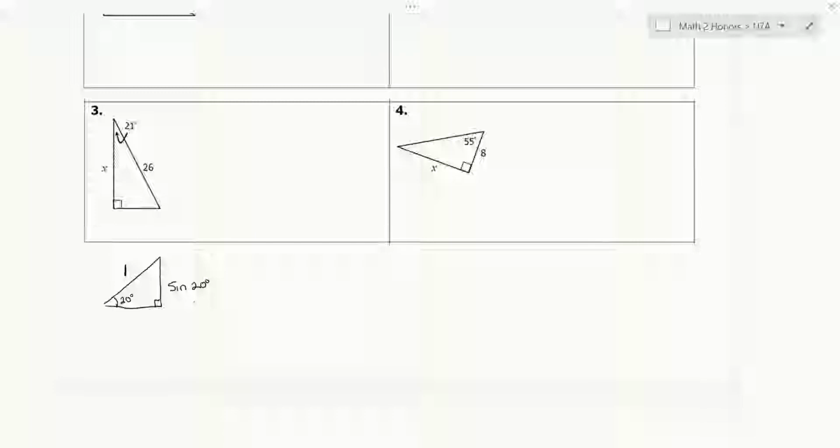Type in sine of 20, and let's see how long that side length is. Let's round it to the nearest hundredth, so 2 decimals. You should get 0.34.